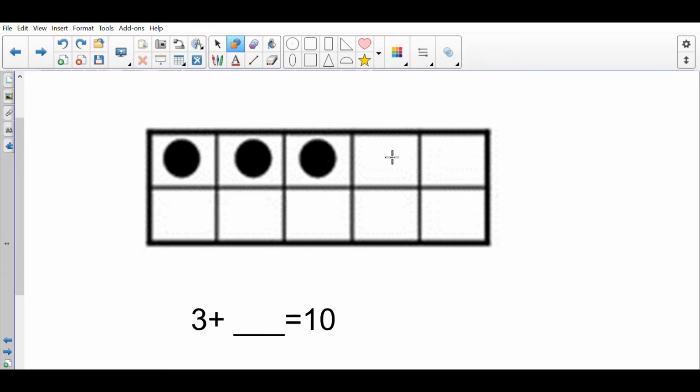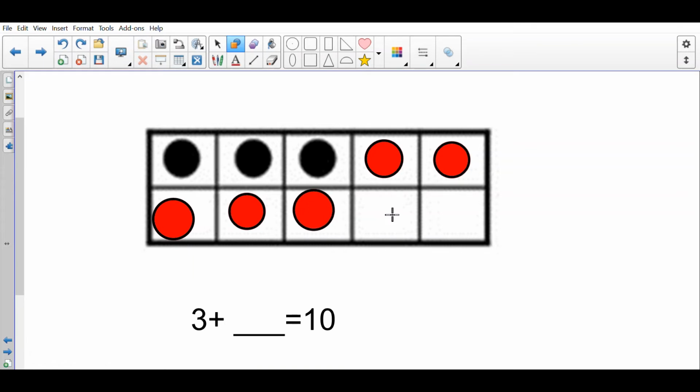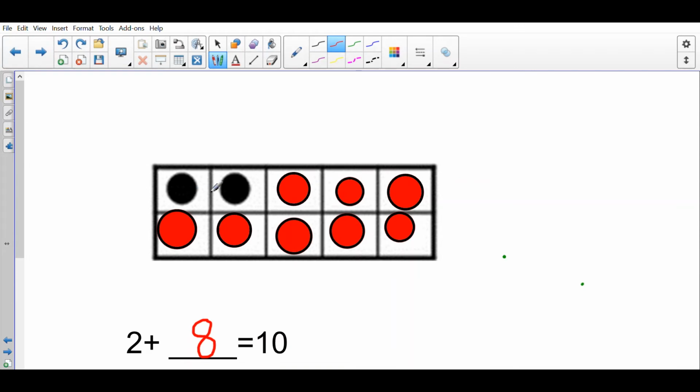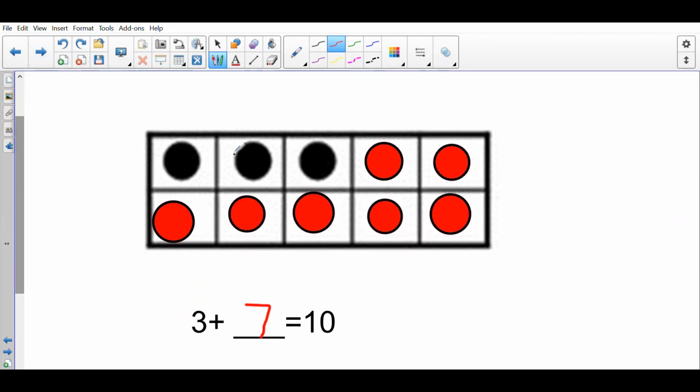Let's see if you were right. Count with me. 1, 2, 3, 4, 5, 6, 7. So our number sentence is going to say 3 plus 7 equals 10. Do you remember in our last one, there were only 2 dots at the beginning, and then we needed 8 more. But when we went to this one, there were 3 dots at the beginning, and then we only needed 7 more. So the number of dots that we needed went down by 1.